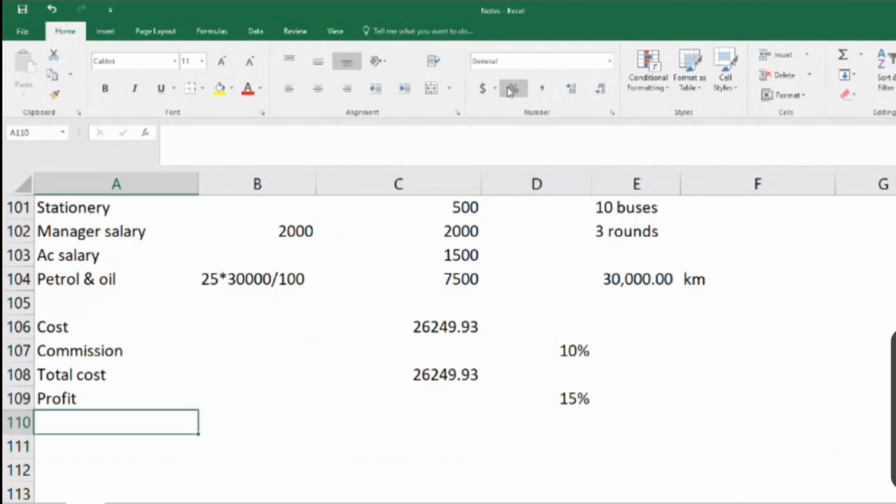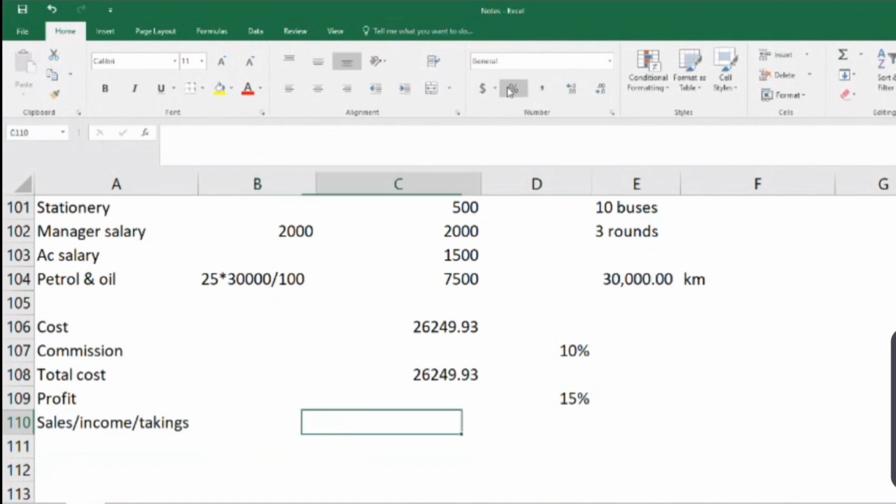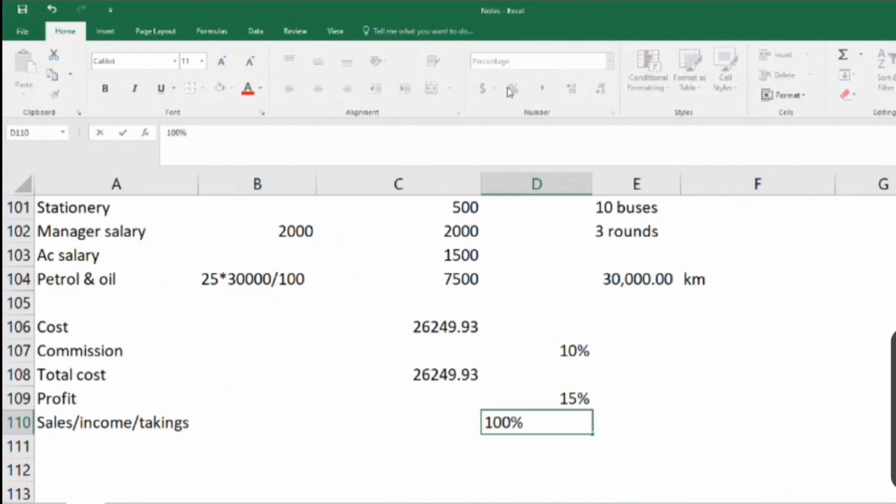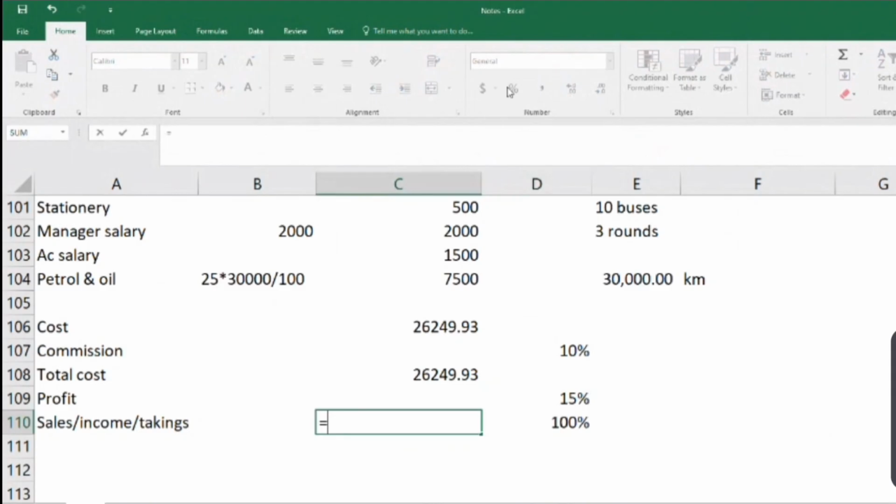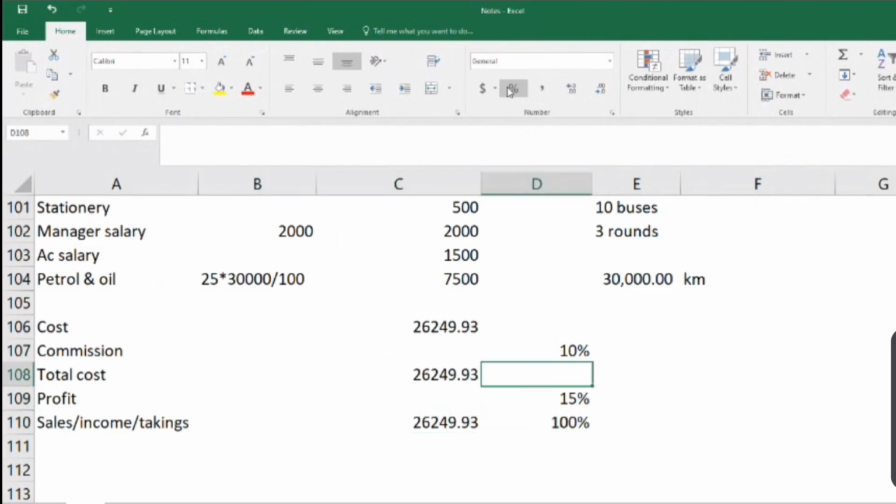Then sales. Sales or your incomes or takings. Takings will be your 100%. Yes or no? So sales will be your profit plus total cost. So this is not your sale figure. Still we have to fix here.